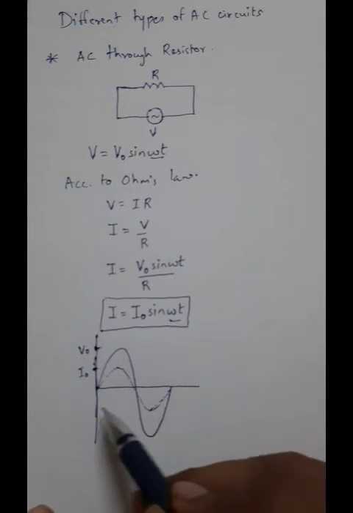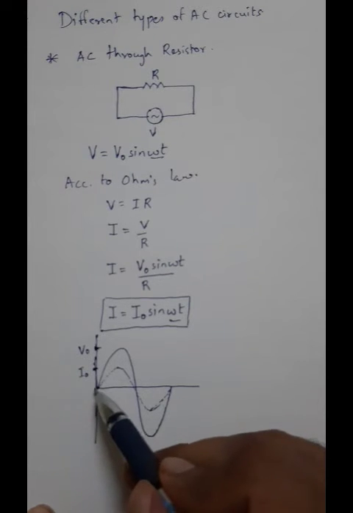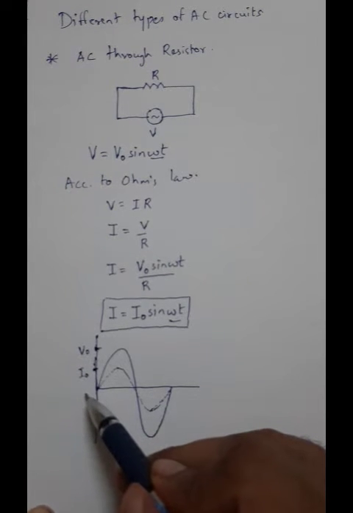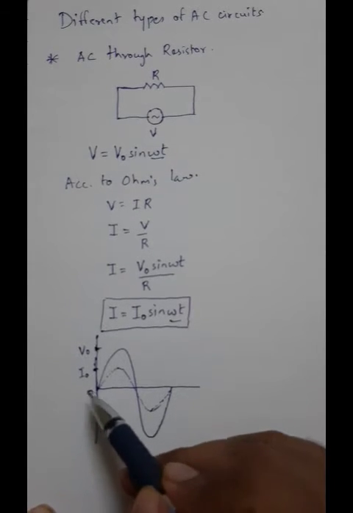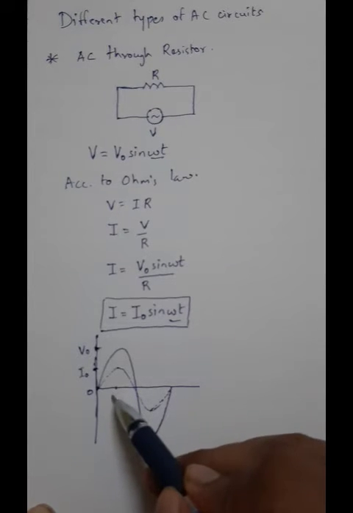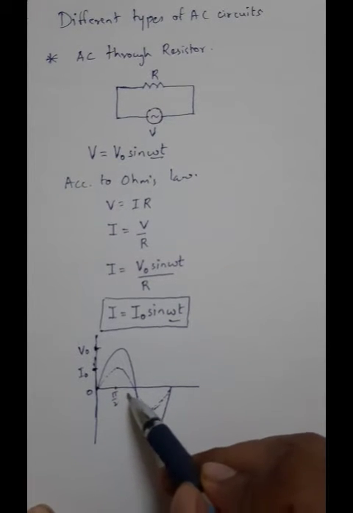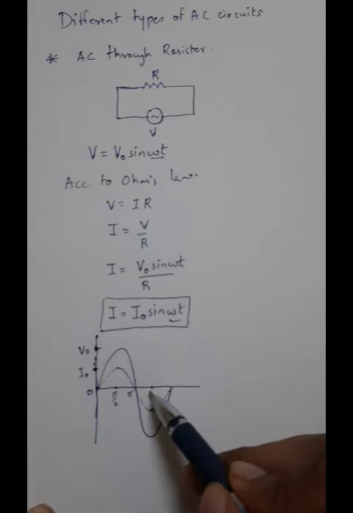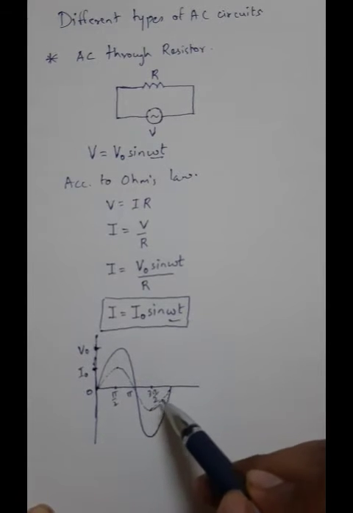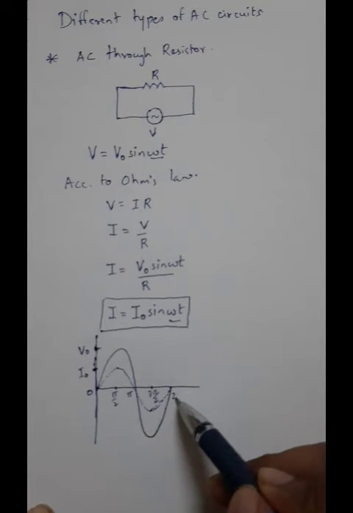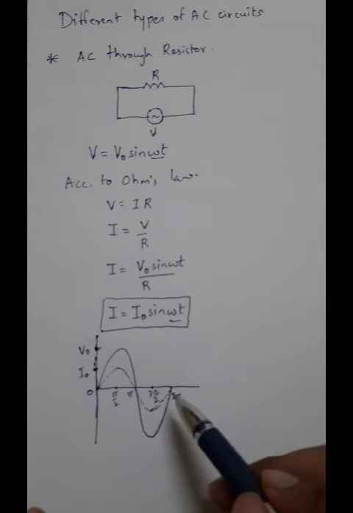So in this particular case we have voltage and current in the same phase when we have only a resistor connected through the AC source. Now this is the zero phase, as you know, this must then be pi by 2, this is pi, and this is 3 pi by 2, and this is the complete cycle, that is 2 pi.